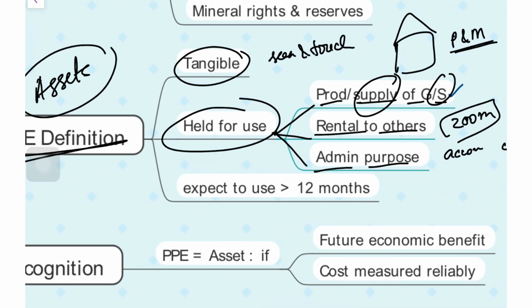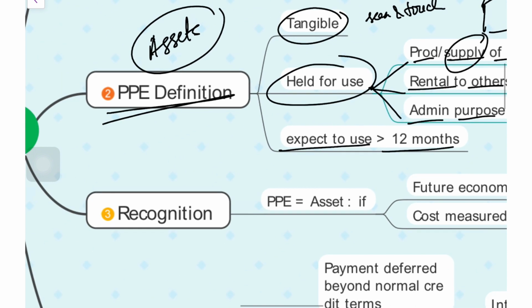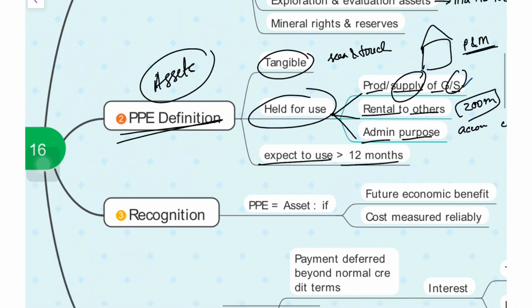So it must be tangible, it must be held for use for any of the three purposes, and the final condition that it has to fulfill is that it must be expected to be used for more than 12 months. If there is any PPE that you have got, it is tangible, you're going to use it in the production of goods, but if you're not using it for more than 12 months, then in such a case it cannot come under PPE. So all three conditions it should fulfill to be classified as a PPE.